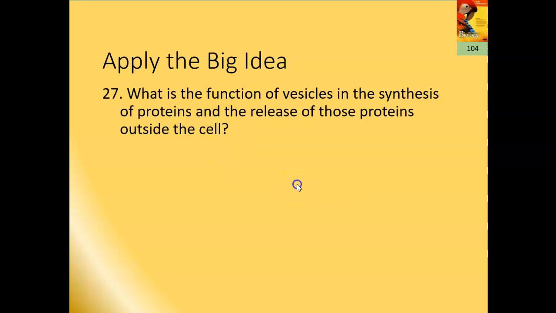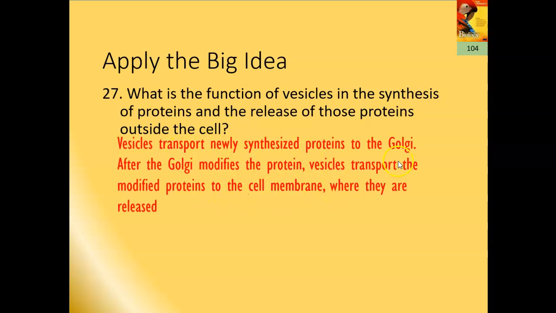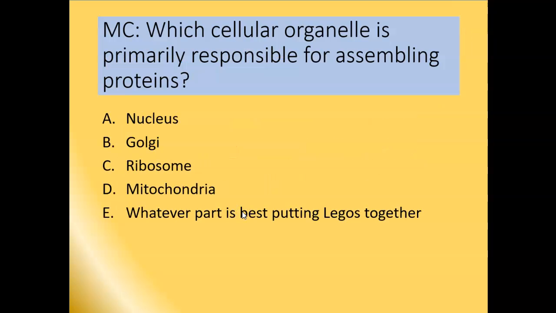So last question here, the function of vesicles. They transport synthesized proteins to the Golgi, where it modifies the protein and then eventually transports it out to be released there. And then our questions here. Which cellular organelle is primarily responsible for assembling proteins? Hopefully you recall that, and that was C, ribosomes.